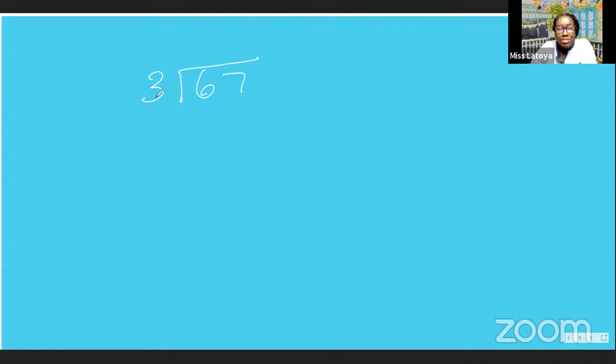We divide. So the steps are divide, multiply, subtract, bring down. These are the steps.